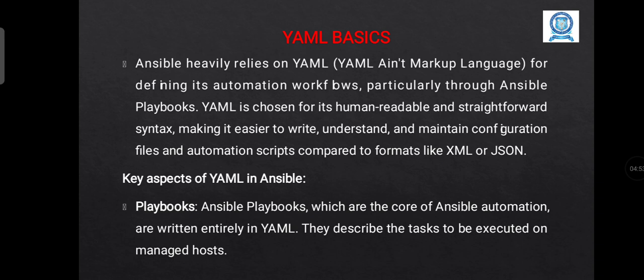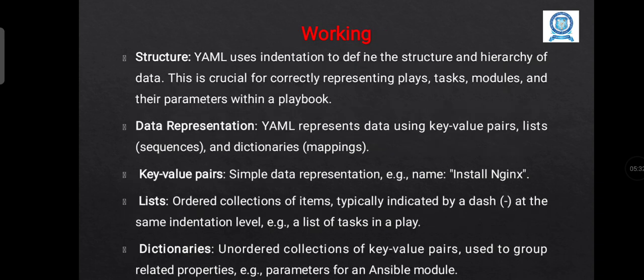Ansible heavily relies on YAML, that is yet another markup language or YAML ain't markup language, for defining its automation workflows, particularly through Ansible playbooks. YAML is chosen for its human readable and straightforward syntax, making it easier to write, understand, and maintain configuration files and automation scripts compared to formats like XML or JSON. Key aspects of YAML in Ansible. Playbooks. Ansible playbooks, which are the core of Ansible automation, are written entirely with the help of YAML. They describe the tasks to be executed on managed nodes.